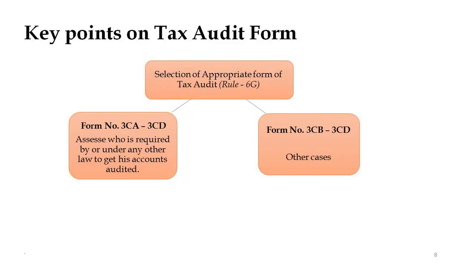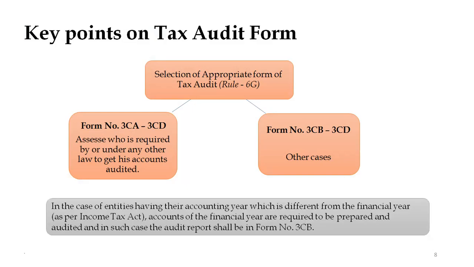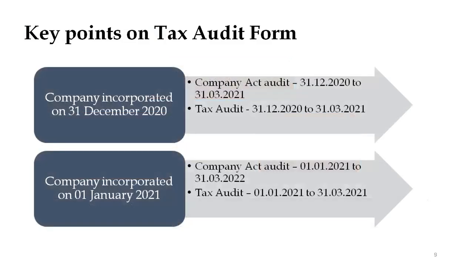There is one additional thing: if the accounting year of the audit you got done under some other Act is different from the accounting year for which you are doing the tax audit, then when both the accounting years are different, you will not choose Form 3CA, you will choose Form 3CB. Let's take an example for this. In the Companies Act there is a clause that if a company is incorporated on or after 1st January, then its accounting year will end on 31st March of the following year.